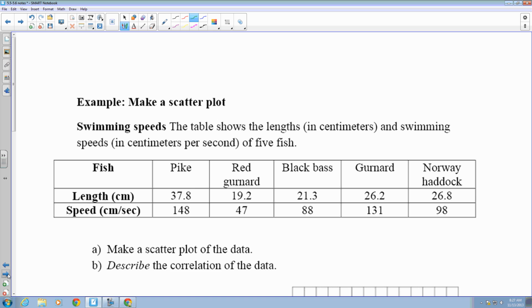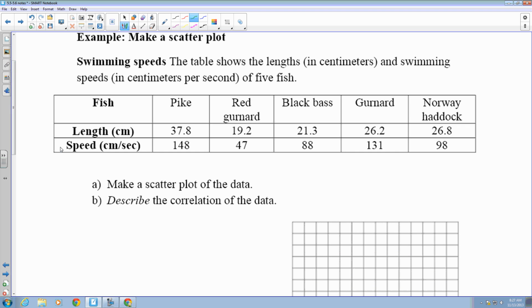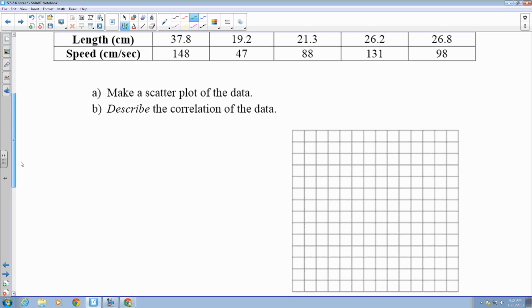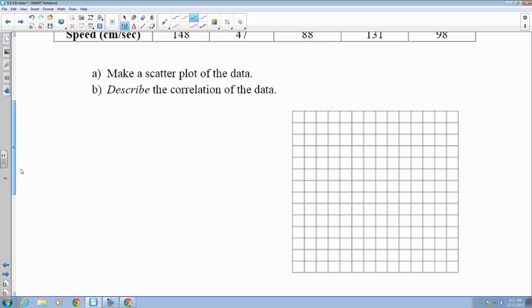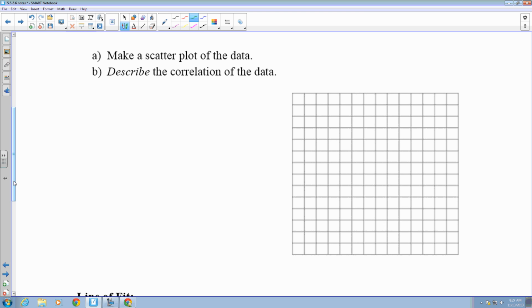Okay, so now we're going to make a scatter plot with given data points. So not just like the last one where we were kind of just getting the general trend. This time we're actually going to be graphing the points. This is a chart that gives us lengths of fish versus their speed swimming. So we have to first make our scales down the side and bottom.